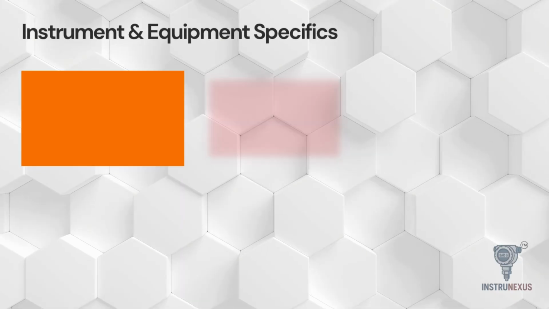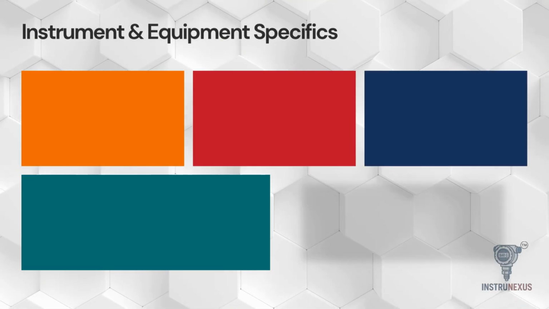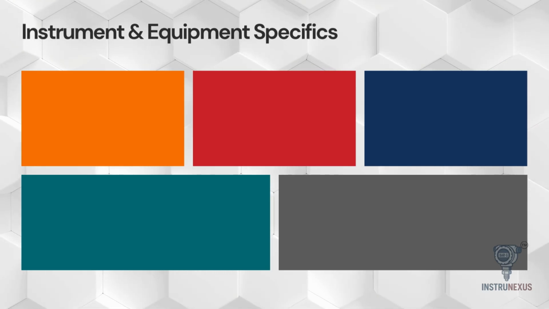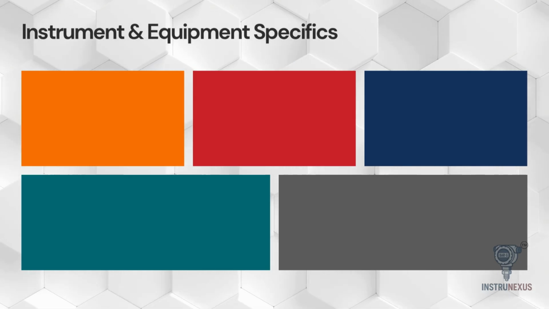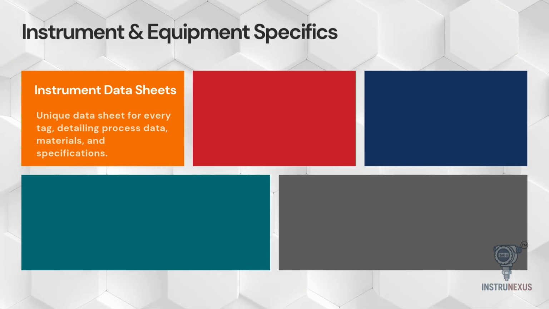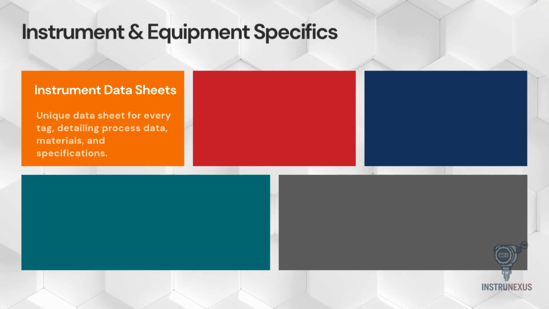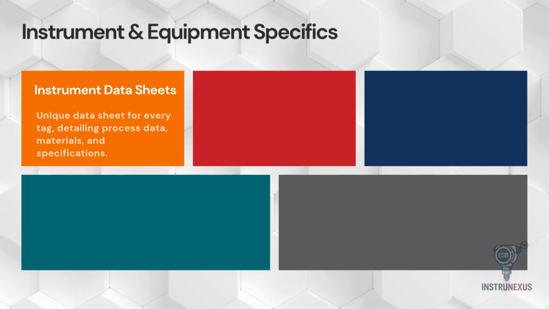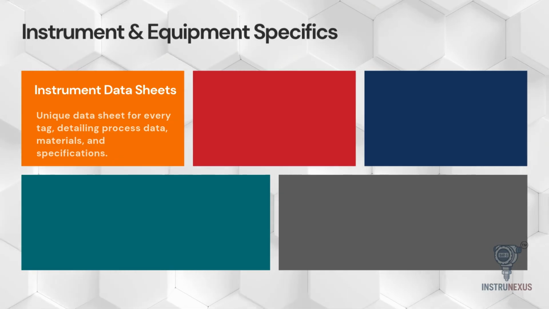Engineering requires precision, and that is covered in the Instrument and Equipment Specifics section. The most voluminous deliverables here are the instrument datasheets. There is a unique datasheet for every tag, detailing process data, materials, and specifications. But we don't just pick numbers out of the air. We support these selections with calculations.